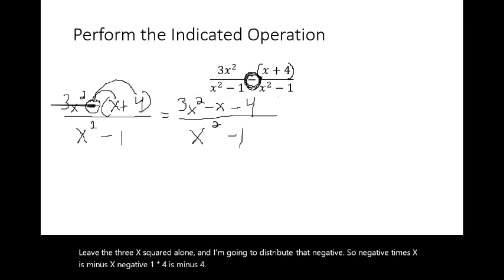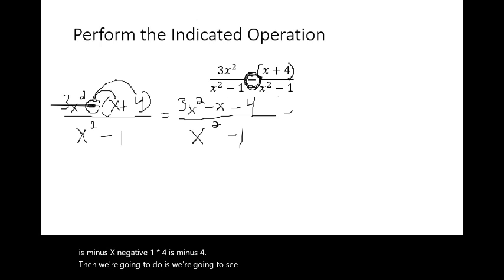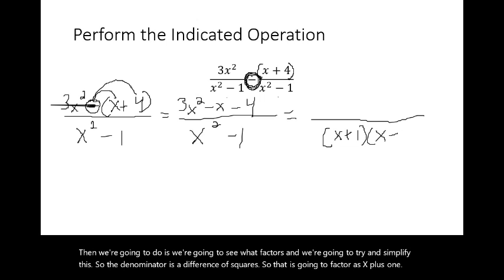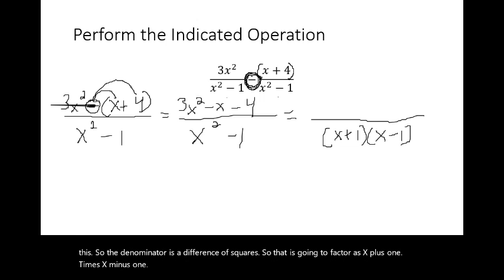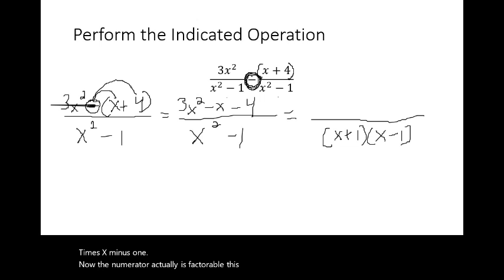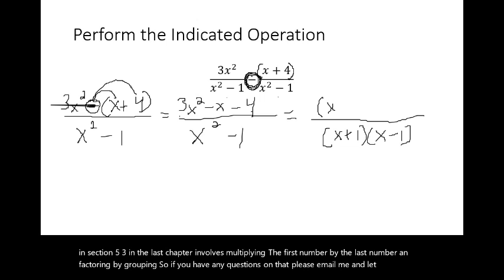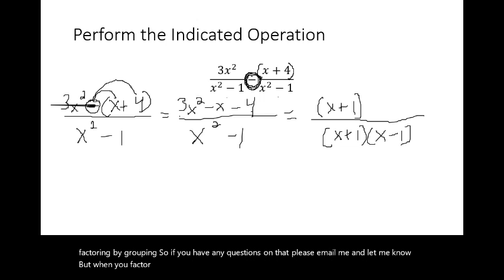Then we're going to see what factors, and we're going to try and simplify this. The denominator is a difference of squares, so that is going to factor as x plus 1 times x minus 1. Now the numerator actually is factorable. This is going to involve the AC method that we learned in section 5.3 in the last chapter. It involves multiplying the first number by the last number and factoring by grouping. So if you have any questions on that, please email me and let me know. But when you factor the numerator, it actually factors as x plus 1 times 3x minus 1.